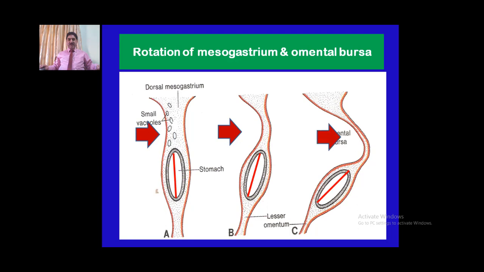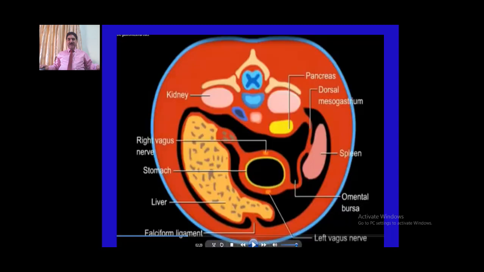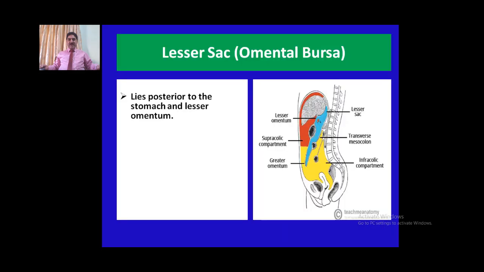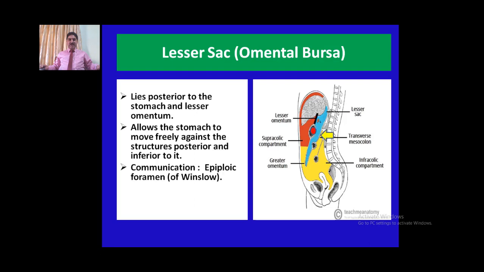And posterior to stomach and the lesser omentum there is creation of a bursa. This bursa we call omental bursa or lesser sac. So lesser sac lies posterior to the stomach and lesser omentum. It allows the stomach to move freely against structures posterior and inferior to it.